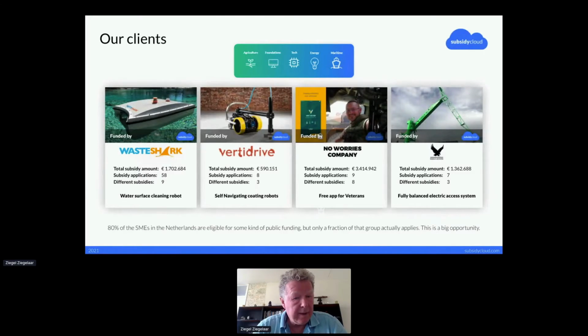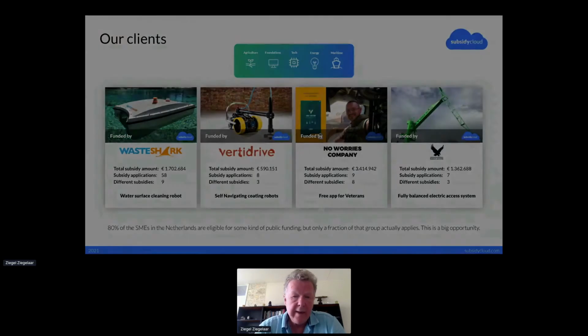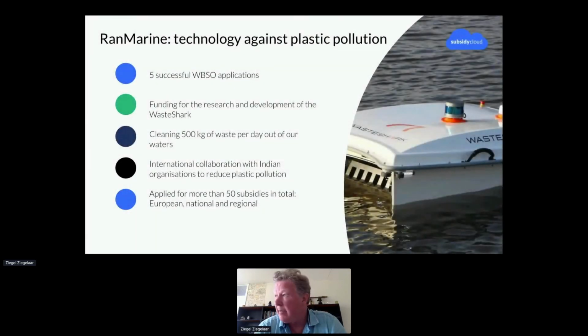We have about 1,200 customers at this moment, and these are 4 success stories. And for instance, the Waste Shark, I like it very much as an example, because they got a lot of money, and they got 58 subsidies applied, and they got it from the government, 9 different ones. What do they do? They make a system that's cleaning the water. And as you might know, the Netherlands, we are actually a delta, so there's a lot of water, and it's being polluted. And they found a way to autonomously send out boats that are collecting the waste.